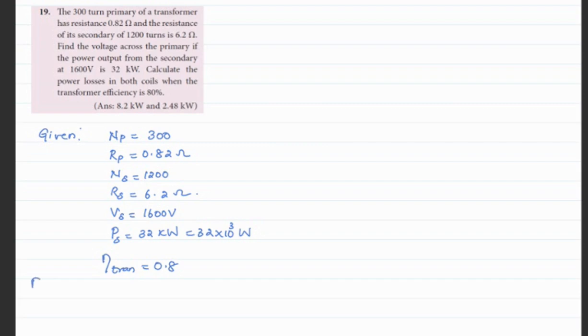What exactly are they asking? Find the voltage across the primary. We need to find V primary. And the second one, the power loss in both the coils: power loss in primary, power loss in secondary. This is not the output power or main power, but the power lost in the primary and secondary coils. Shall we start the solution? When the number of turns increases, do you know what it means? It is a step up transformer. So K is equal to Ns by Np, which is also equal to Vs by Vp.